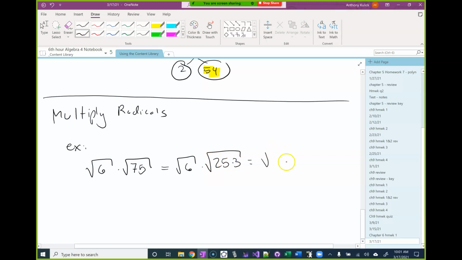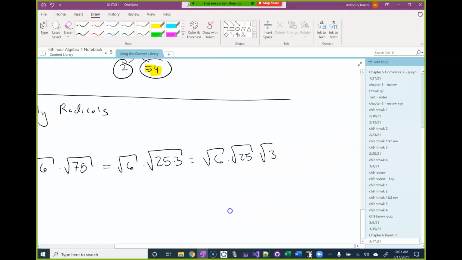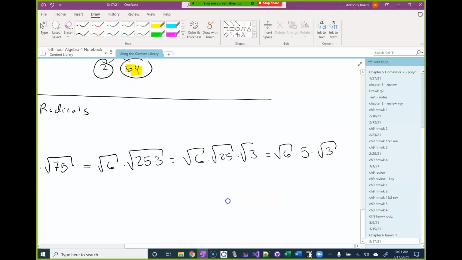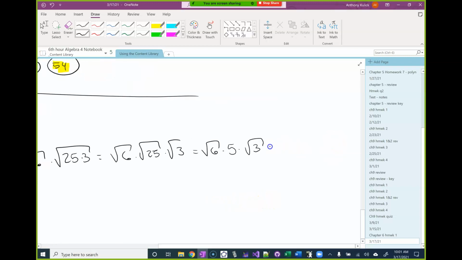Everybody's okay with that? Now the square root of 25 we said was 5. And then the other part we can't do anything with, because the square root of 6 and the square root of 3, neither one of those contain a perfect square factor. So we can just multiply those parts together and make the square root of 18, right? Yes, sir.